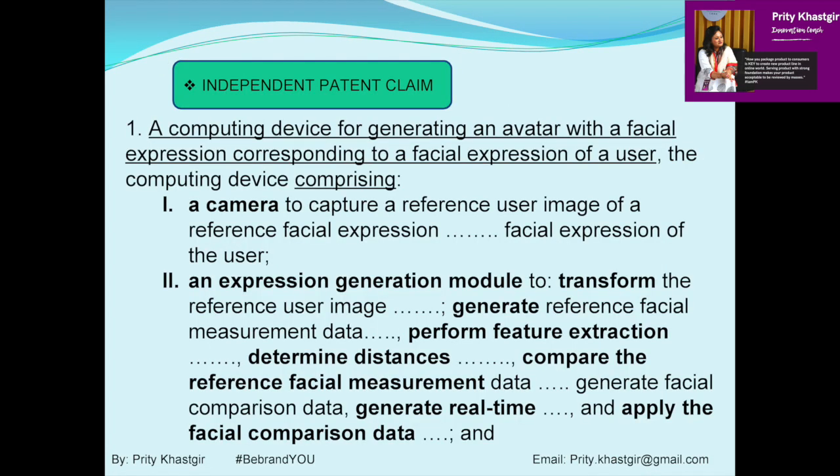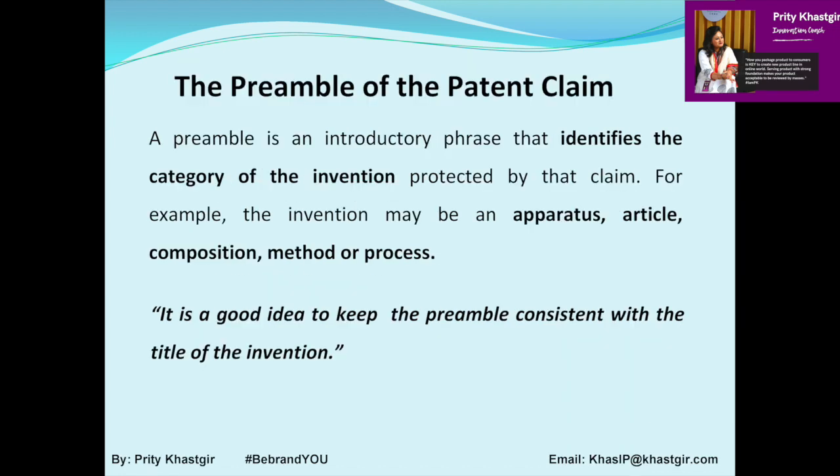Coming to the independent claim, this invention claims a facial expression calibration kind of innovation. That's very, very clear from the title. Now, if you look at the patent claim, and especially the first patent claim, this is an independent patent claim. In this independent patent claim: a computing device for generating an avatar with a facial expression corresponding to a facial expression of the user. The computing device, this is the preamble of this innovation, and this comes before the transitional phase.